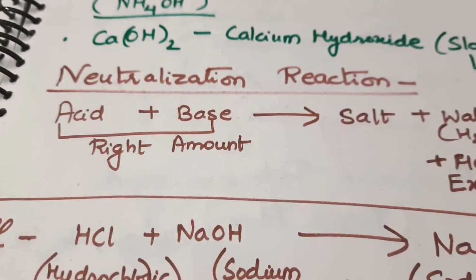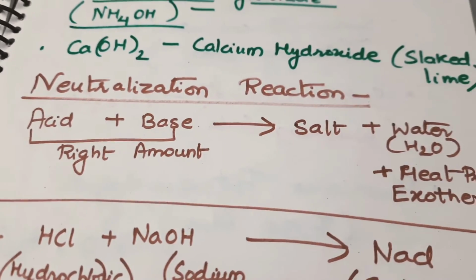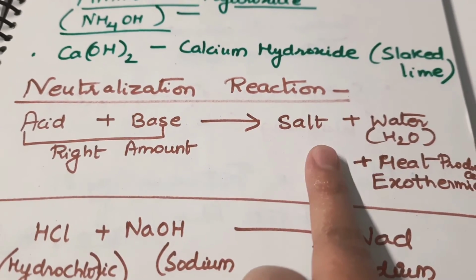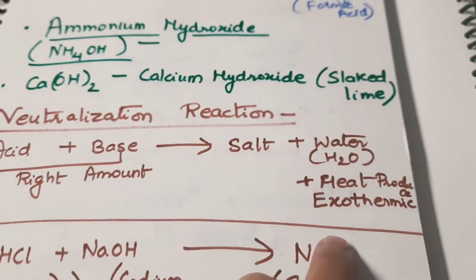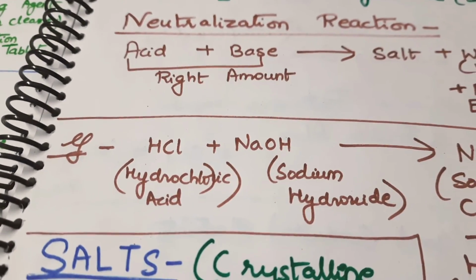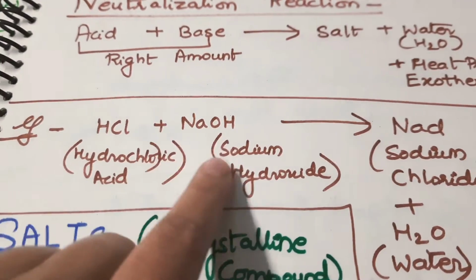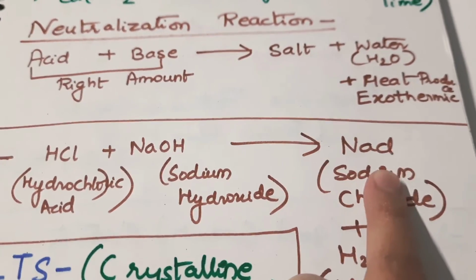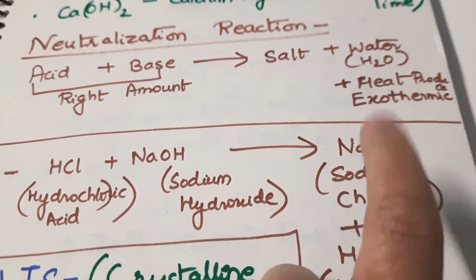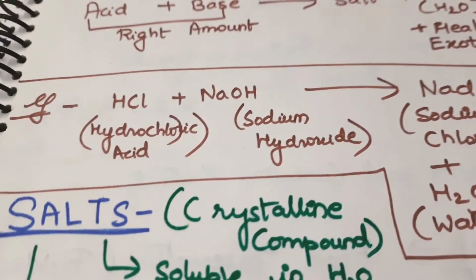Next is the neutralization reaction. Acid plus base, if used in the right amount, will form salt. The reaction will have products: salt, water, H2O, and exothermic heat production. Example is HCl, hydrochloric acid, plus sodium hydroxide NaOH. These two will react and form NaCl, that is sodium chloride salt, table salt or common salt, along with water and heat.